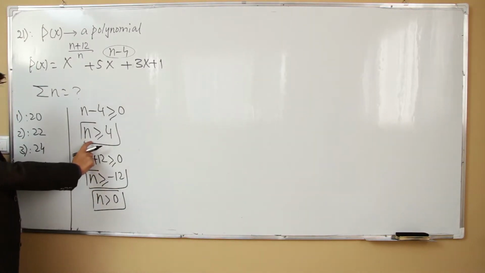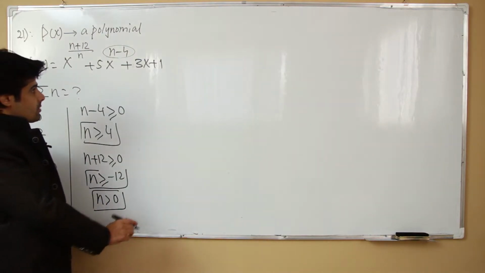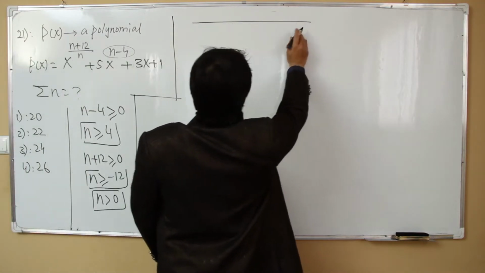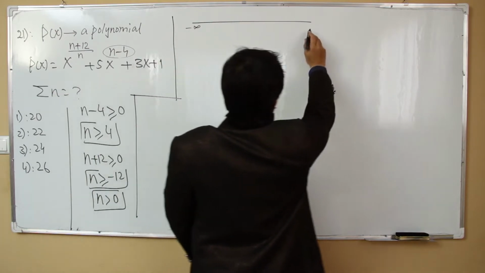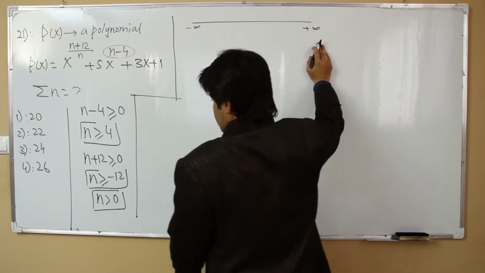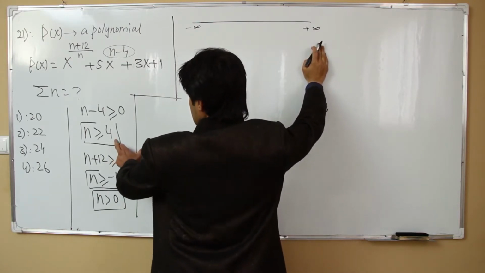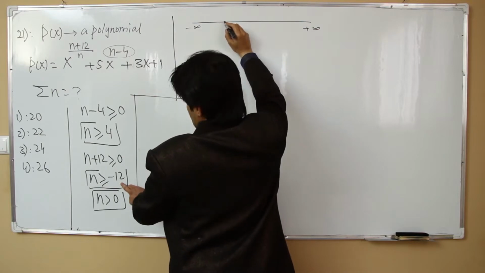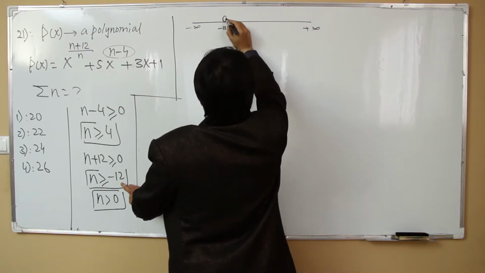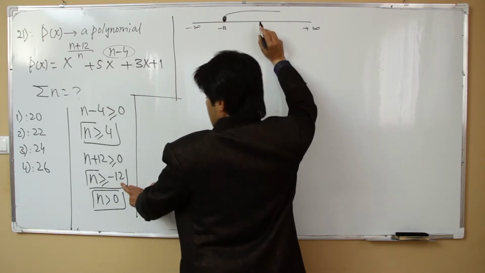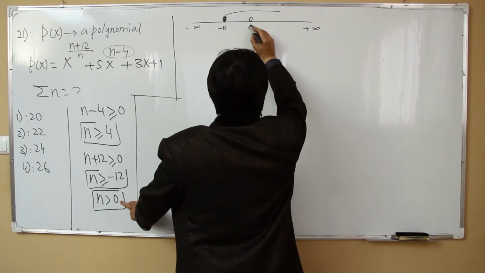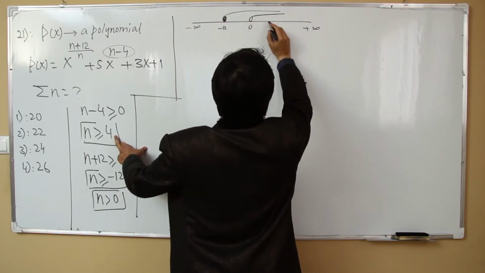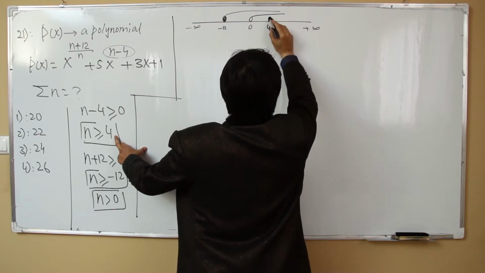Now, in here, we have n. So you have to find the intersection for all of these n's. This is the axis of the numbers starting from minus infinity to positive infinity. The first one says it can take minus 12 and greater. Second, it doesn't take 0, but greater than 0. And the third one is 4, it can take 4 and greater than 4.